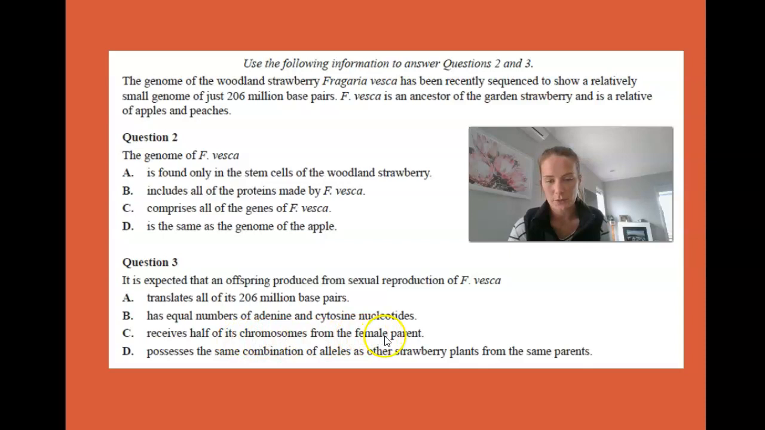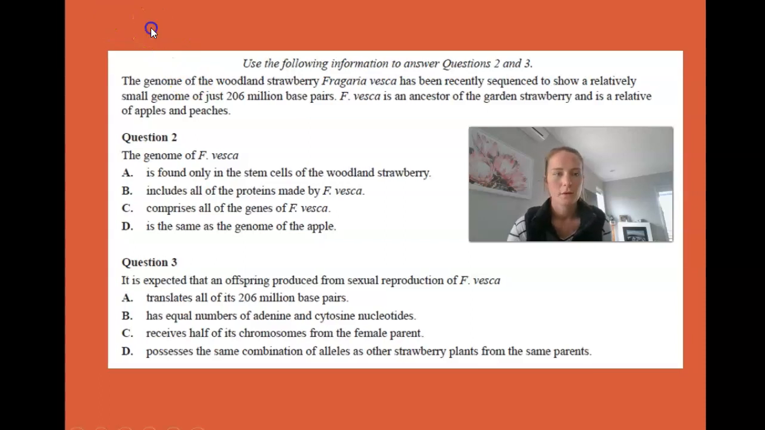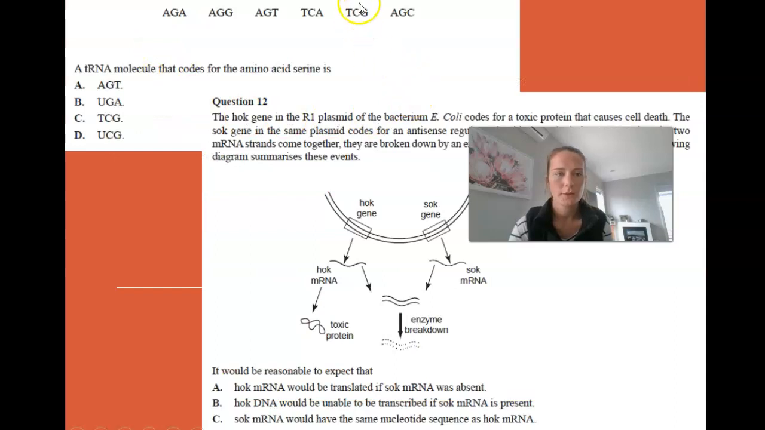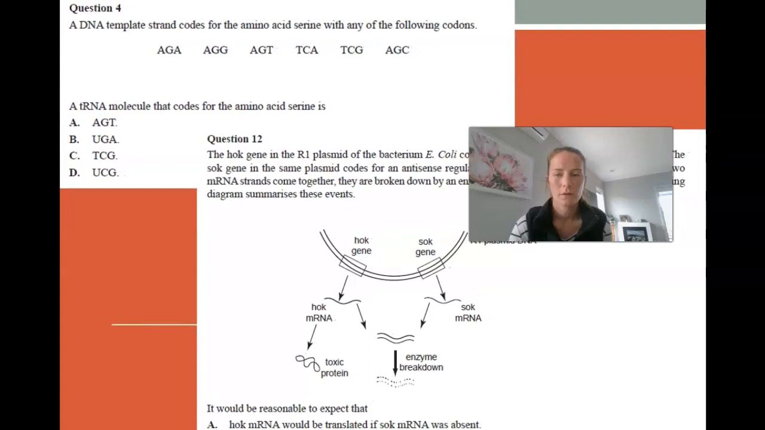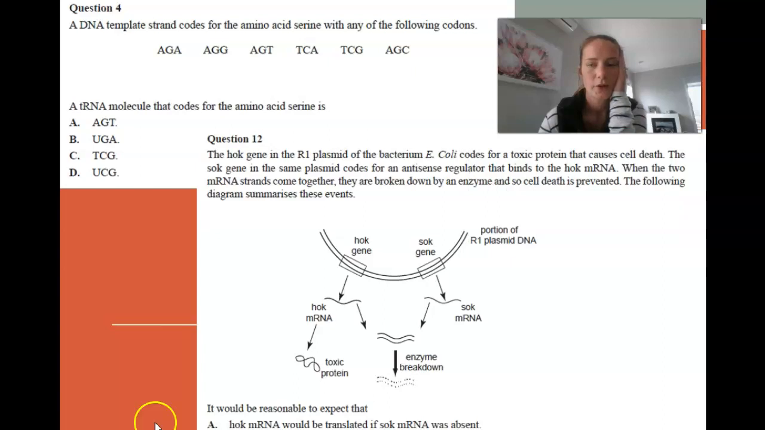Receives half of its chromosomes from its female parent. Basics of sexual reproduction, you are receiving half of genetic information from each parent. And the same combination as other strawberry plants from the same parents. No, that's effectively saying that you are this identical copy of your siblings, which we know is false. Okay, so next question. Now I have to move the screen around a little bit for this one, so have a read of that first one and then hit pause.